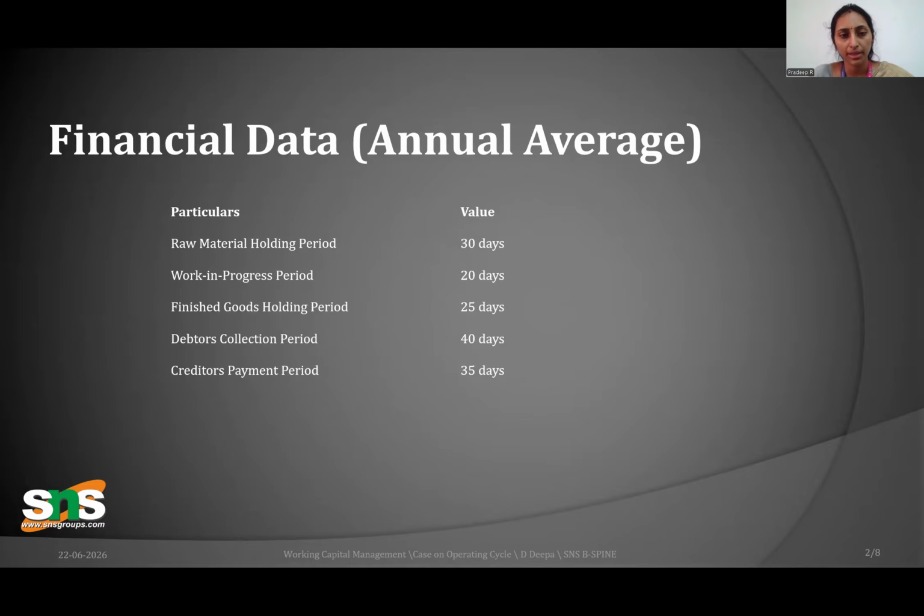Raw materials holding period is 30 days, work in progress period is 20 days, finished goods holding period is around 25 days, debtors collection period is 40 days, and creditors payment period is 35 days. Debtors collection period relates to accounts receivable. Creditors payment period is what you pay to your suppliers, accounts payable. Try to understand the difference between these two things. So these are all the data.